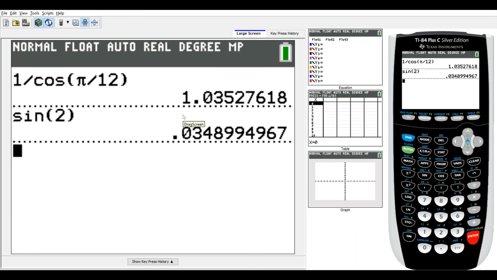All right, and let's go ahead and write our answer down, and then we are done with this section.